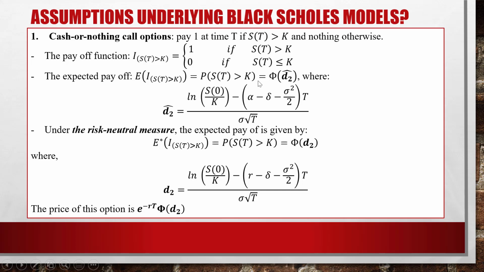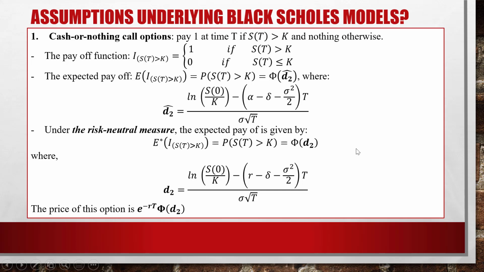And from the last lesson, it should be equal to Φ(d2 hat), where d2 hat here is ln(S0/K) − (α − δ − σ²/2)T over σ√T. You can rewatch my last video to understand what alpha, delta, and sigma are.